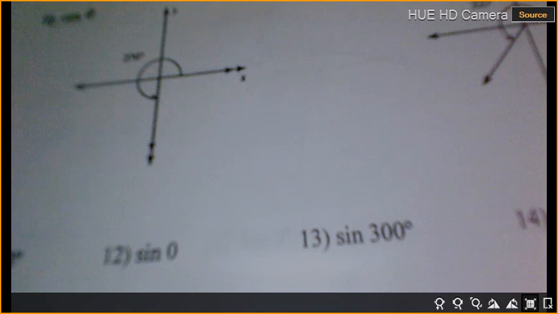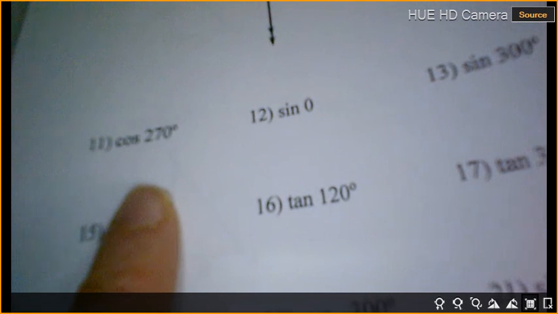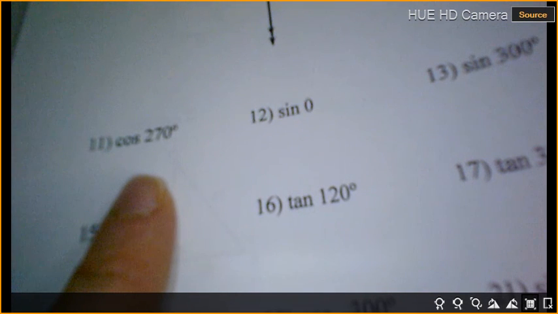Okay, and then number 11 through 22, there's no picture, but it should be just kind of the same thing. So if we're looking for cosine of 270, the cosine is the x value, so this should be 0.